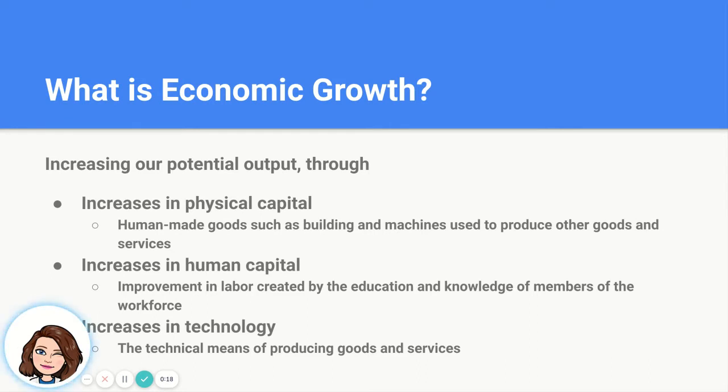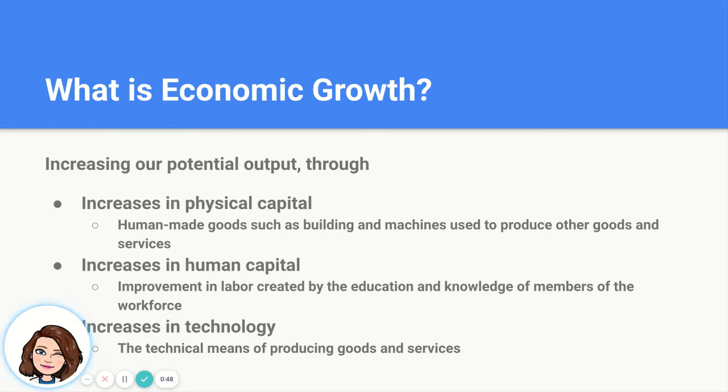So if we think all the way back to Unit 1, we saw economic growth on our production possibilities curve. When our PPC shifts outward, that is economic growth. And then we looked at economic growth in Unit 2 with all of our economic indicators. And then in Unit 3, we also looked at economic growth on our market economy when we would move long-run aggregate supply to the right, reflecting that increase in our potential output.